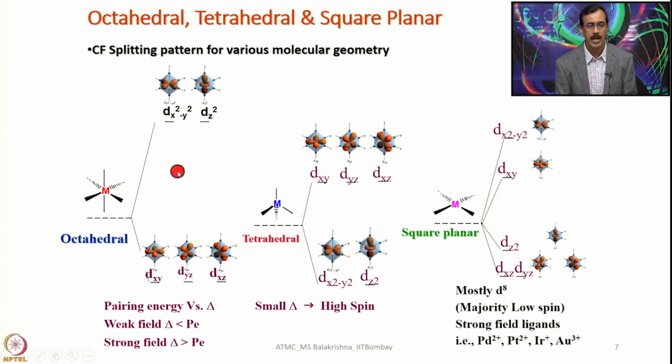This is a typical octahedral complex, and here the corresponding orbitals are shown with relative orientations, and here we have the EG set and the T2G set. In case of tetrahedral, exactly the opposite takes place: E is lower in energy and T2 is higher in energy, but the magnitude is smaller. And then in case of square planar, further splitting takes place, and mostly D8, the majority of them are low spin complexes, with an exception of a few nickel 2 plus complexes. For example, palladium 2 plus, platinum 2 plus, iridium plus, gold 3 plus and also rhodium plus, most of them possess this square planar geometry.